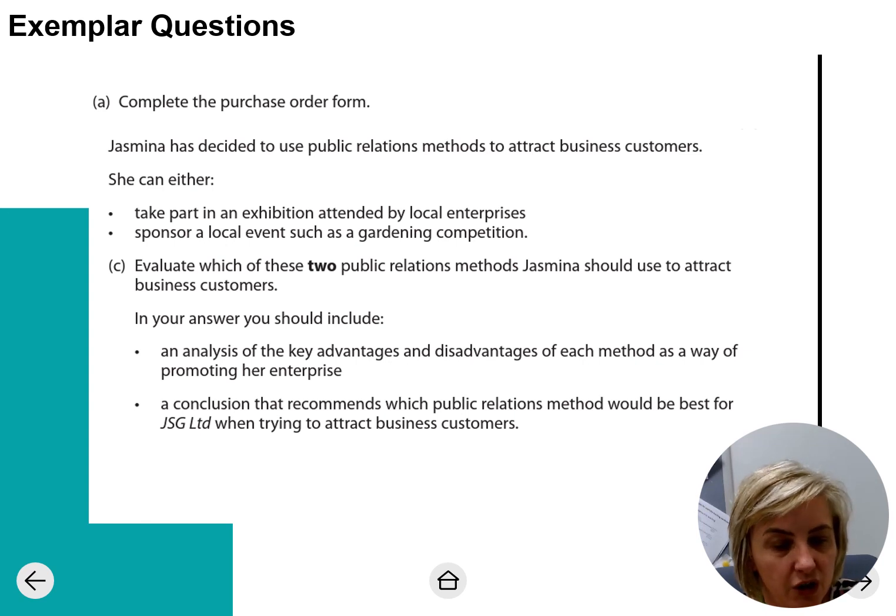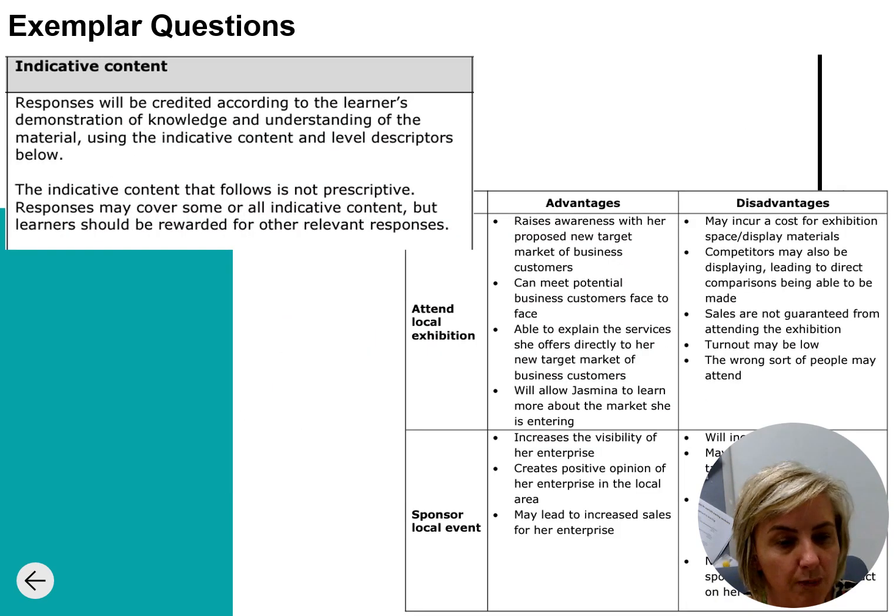So my advice to the students is always to look at the advantage for the exhibition and the disadvantage to her, then go on to the advantage of the gardening competition and the disadvantage of that, and then the final paragraph would be the conclusion. Now, if students needed to do this as bullet points, so that there were bullet points of the pros and the cons for both of those, and then a statement of conclusion, that would really work well for them and get them very close to those 6 marks, if not all the marks.